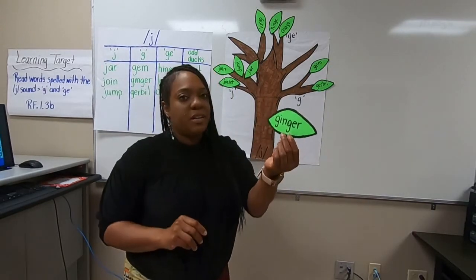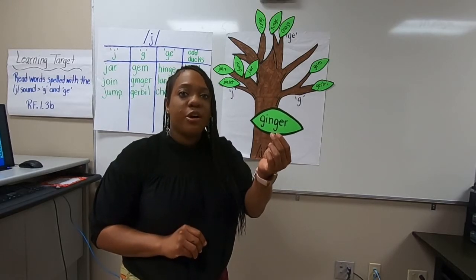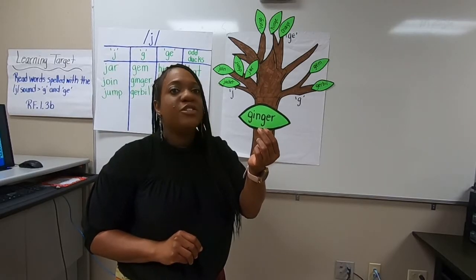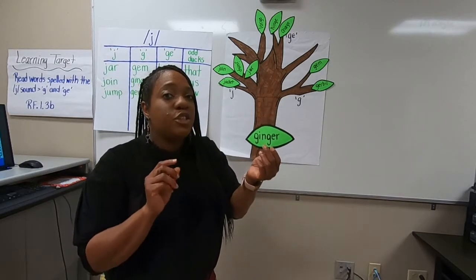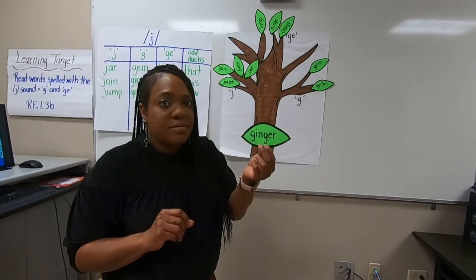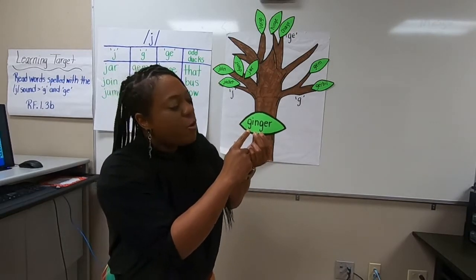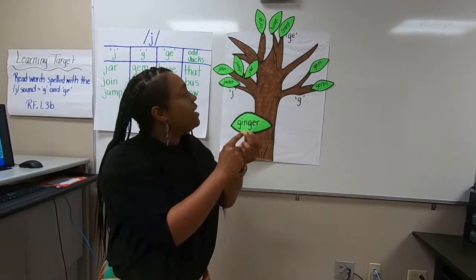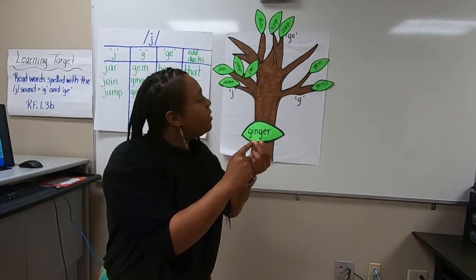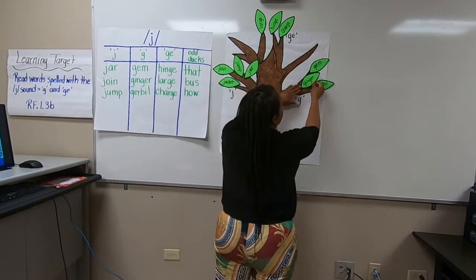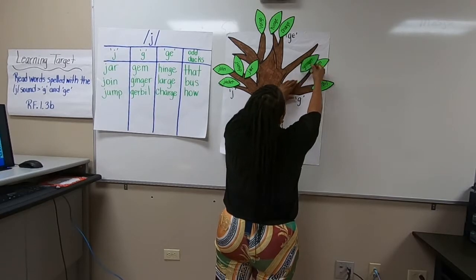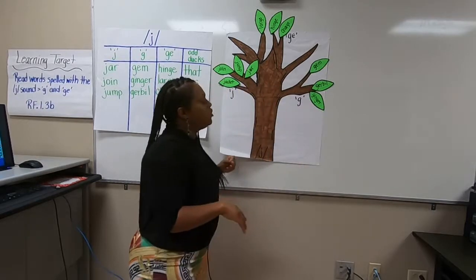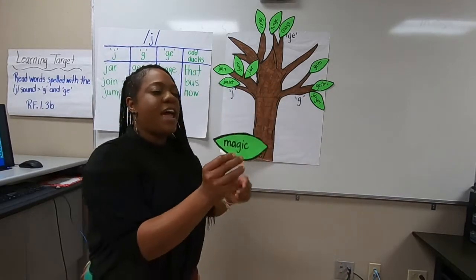Let's look at our next one. This word is ginger. Say ginger. Ginger. Where do you hear the J sound? At the beginning. What letter do you see at the beginning? The G. So on our spelling tree, it's going to go on the branch that says J. Very good. Okay. J.